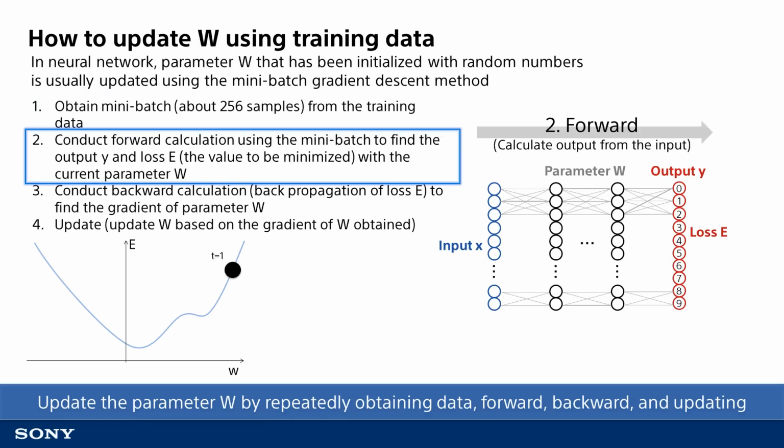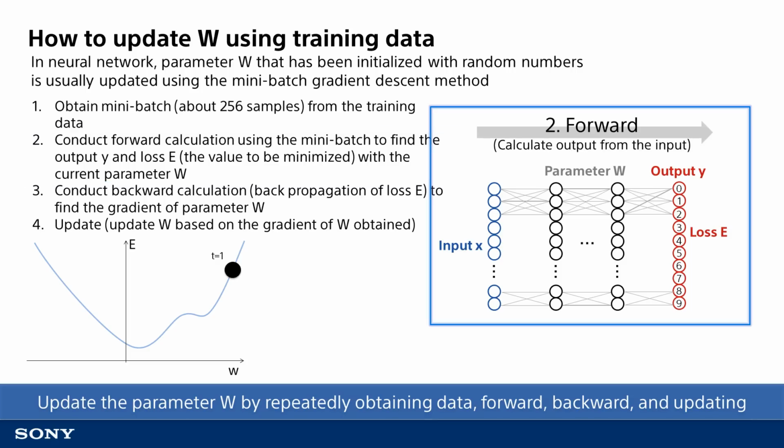Next, we use these mini-batches to conduct forward calculation. We place the input data in the left side and calculate in order from left to right. This calculation is conducted in the process of actually inputting images and conducting classification.